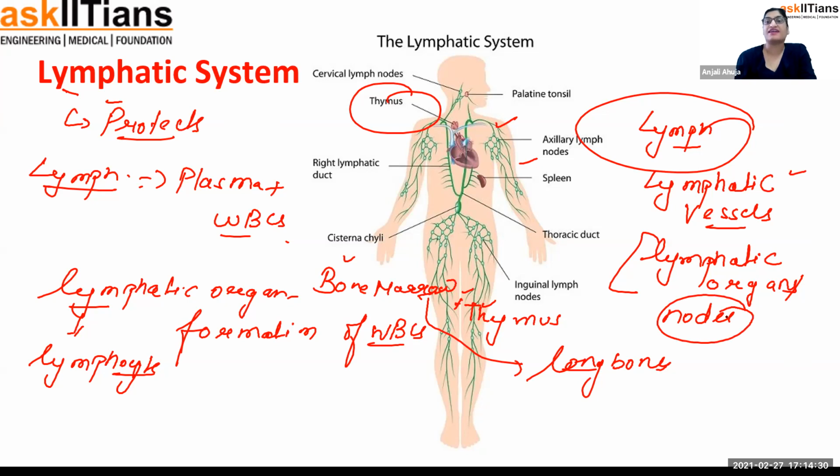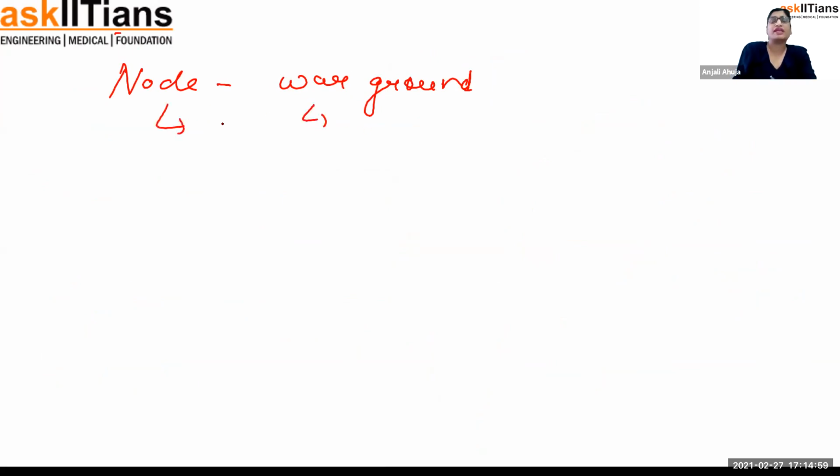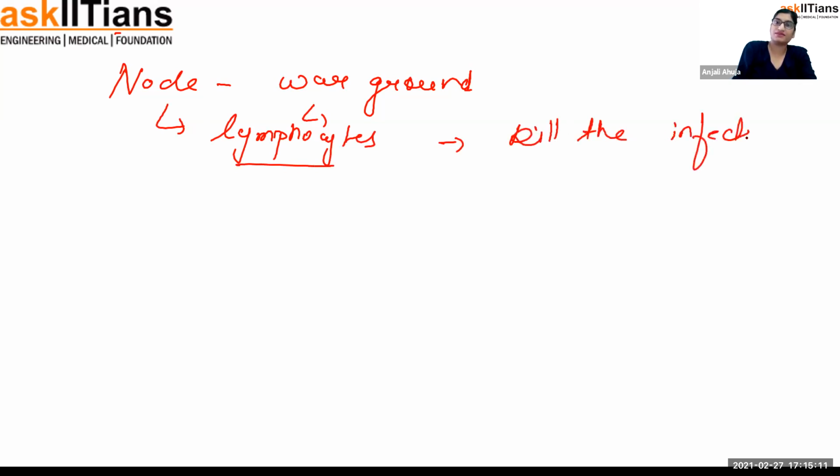Now, guys, I mentioned a word which is node. A node is known as the war ground. You see these little swellings? These are known as nodes. Nodes are a part of the lymphatic system. A lymphatic node acts like a war ground. If any infectious agent attacks the body, that infectious agent will be dragged into the node and it will be killed here, because so many lymphocytes are present in the node. They have a good amount of lymphocytes which kill the infectious agent. I suppose that's clear to you.